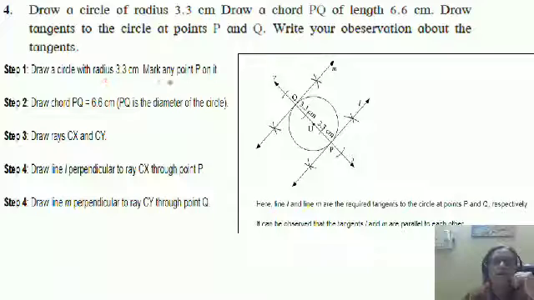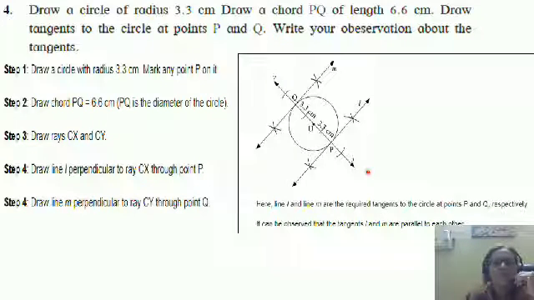Draw a circle with radius 3.3 cm. Mark any point P on it. Draw chord PQ as the diameter of the circle because PQ is 6.6. Draw rays CX and CY.